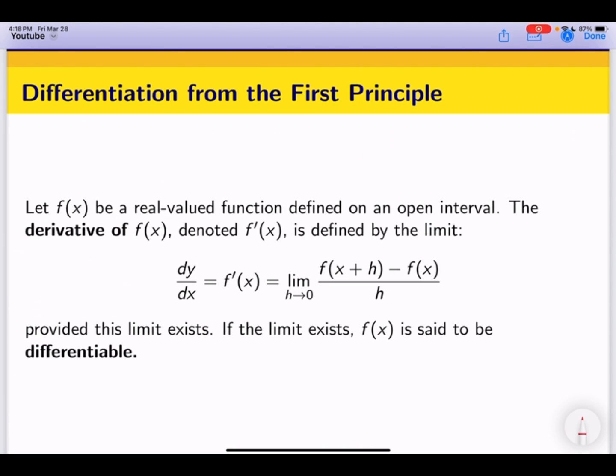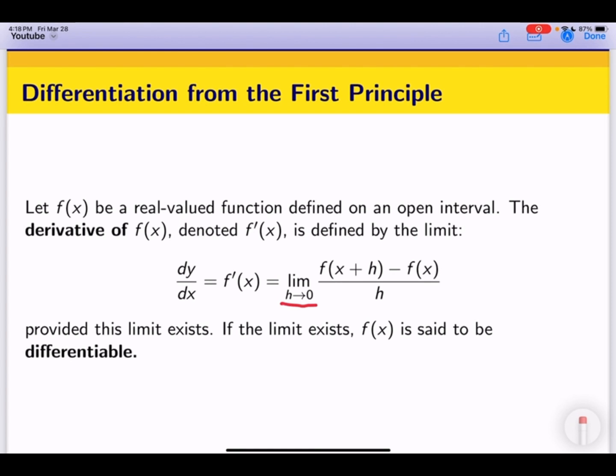So let's start with the differentiation from the first principle. It says that let f be a real valued function. Now, a real valued function means that the output of that function is always a real number. So that's what we mean by a real valued function on an open interval. Then the rate of change or the derivative of f of x is given by the limit as h goes to 0 of f of x plus h minus f of x, divided by h. So this is just a simple expression. So that's how we are going to find the rate of change of f, or dy dx of f.